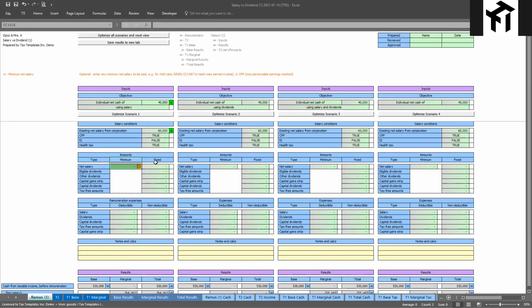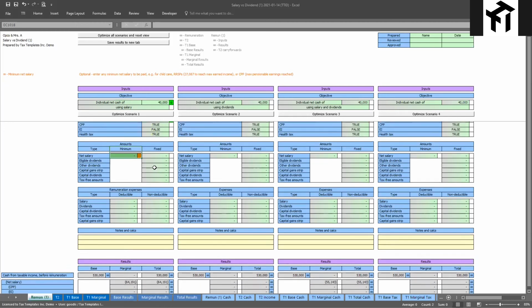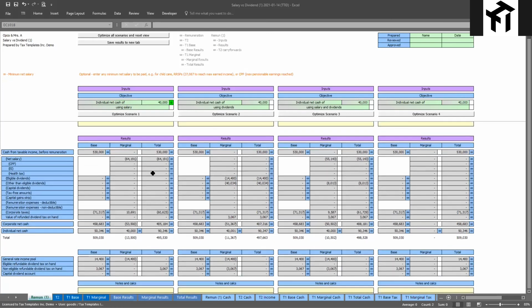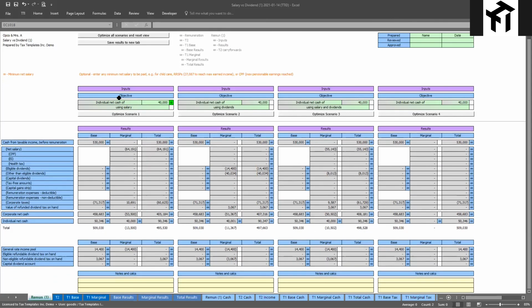Okay, so the optimization is now done running. So why don't we scroll down and we will go ahead and take a look at our results. So first, what I'm going to speak about is the base column. So what is the base column? The base column is the amount of cash that the corporation and the individual will have if we didn't do any remuneration planning. So if everything was done, we decided, you know what, we're not going to pay anything out to the shareholders. Here's what will be left.